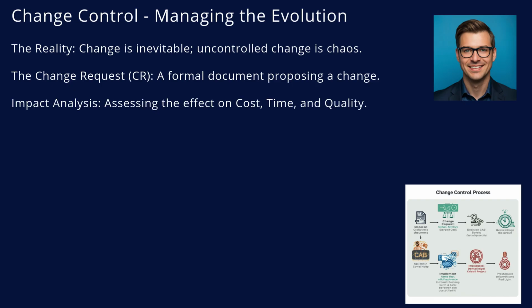Then comes the most critical step, impact analysis. You must assess how this change affects the iron triangle: cost, time, and quality. Does adding that button delay the launch by a week? Does it require extra budget? This analysis goes to a decision maker, often called the Change Approval Board, CAB. They decide: approve, reject, or defer.